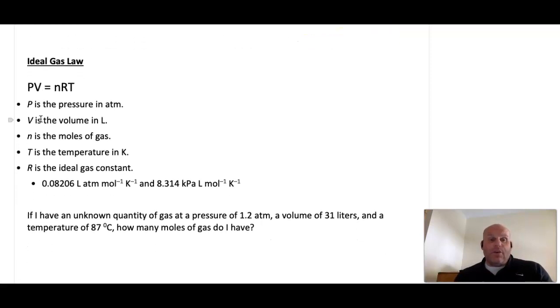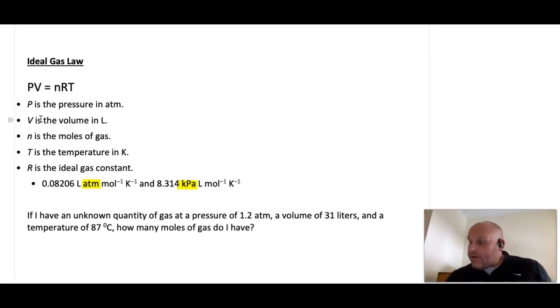I've listed it here for you in two ways. You can see the difference in these two is the pressure unit. 0.08206 is when we have a pressure in atmospheres. 8.314 is when we have a pressure in kilopascals. If you have a pressure in something different, you have to convert it to one of these two pressure units and use the appropriate constant.